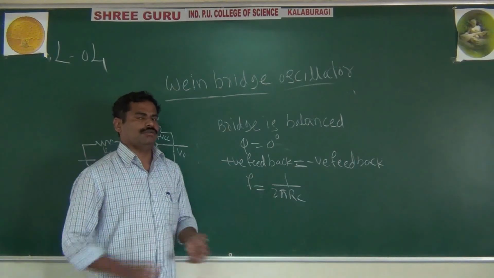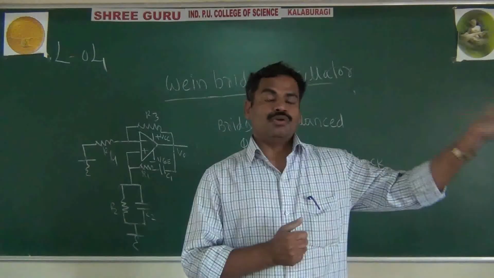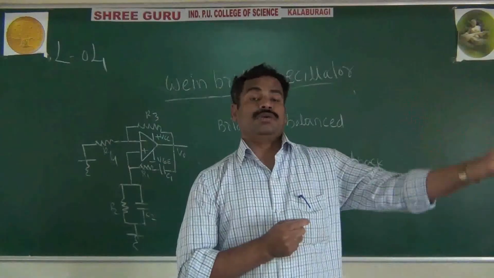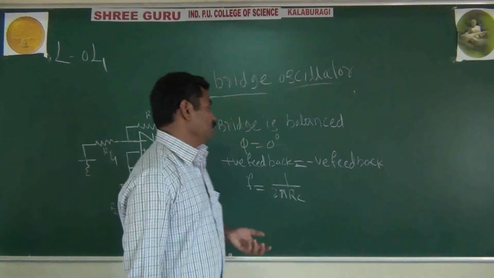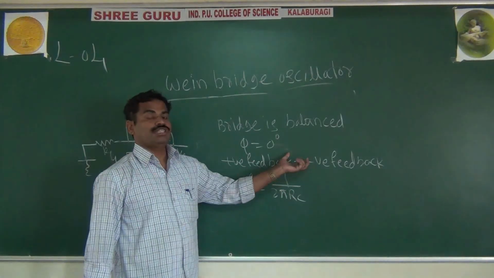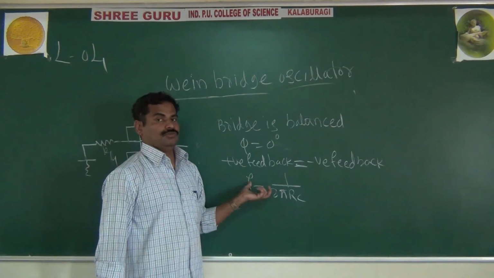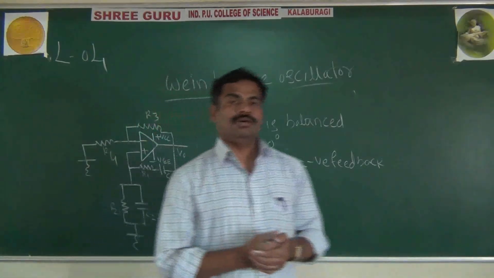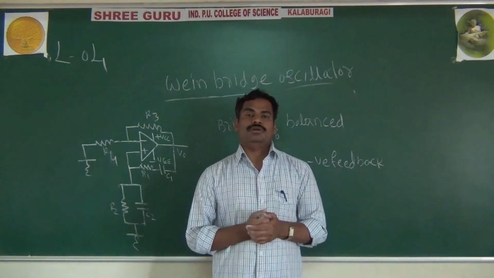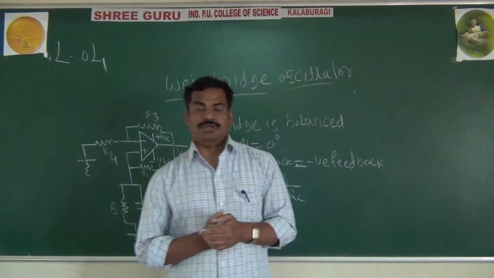At the resonant frequency you have the maximum output voltage. As I said, at low frequency and at high frequency the output voltage is low. At what frequency do we have the maximum output voltage? That is the resonant frequency, and at that frequency only do we have the sustained oscillation. This is your Wien bridge oscillator.